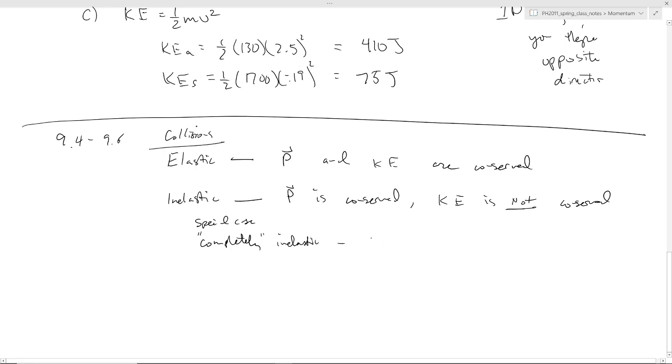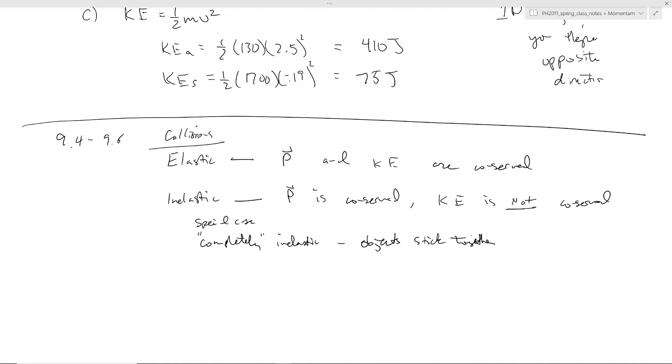And this is the situation where your objects stick together. So, in general, we have to note what kind of collision it is, and then we can set up equations for conservation of momentum and conservation of energy, and then we can solve the problem. Different kinds of problems have a little bit different tricks that we can use, and I'll show you a trick with elastic collisions in one dimension today.